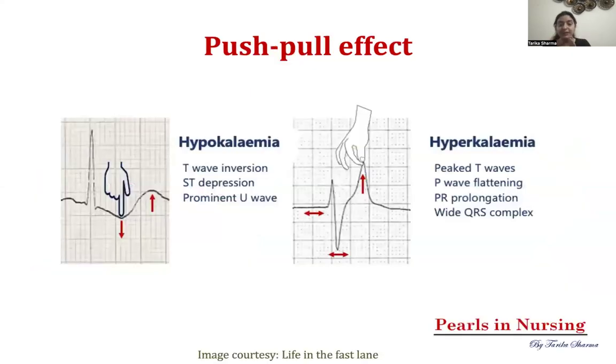So just remember, if a person is having potassium imbalances in the blood, there can be a push or pull effect. Push का मतलब क्या है, आप press कर रहे हो. So here you will see in hypokalemia, it will look like the T wave has been pushed. So there will be T wave inversion, ST depression, and the prominent U wave. In case of hyperkalemia, it is giving you the impression of pulling. So you're pulling. It means the T wave is peaked, the P wave is flattening, and the PR is prolonged, and there is a wide QRS complex.